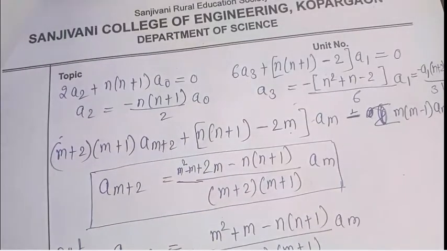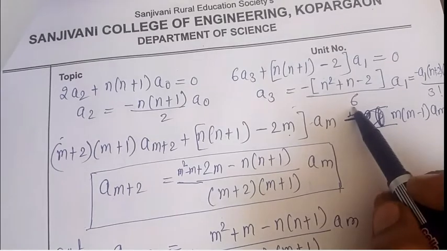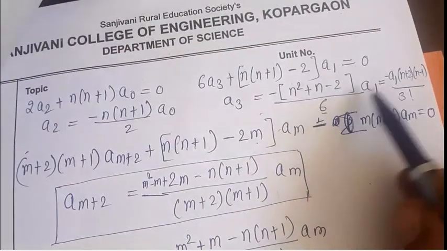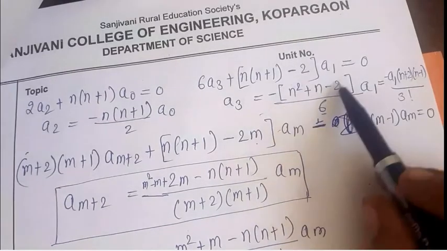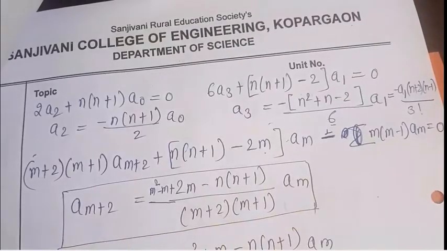So find a3 in terms of a1, which is minus (n square plus n minus 2) divided by 6. 6 can be written as 3 factorial, and if we take the minus, we find the factors of n square plus n minus 2, which are (n plus 2) and (n minus 1).